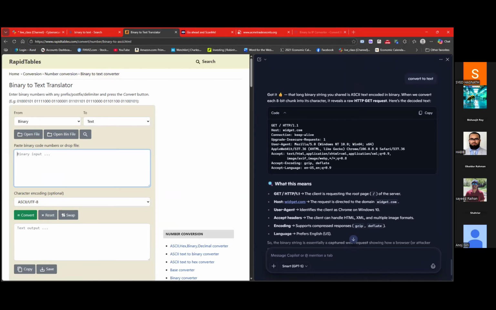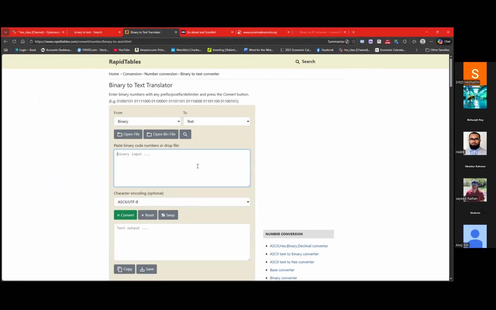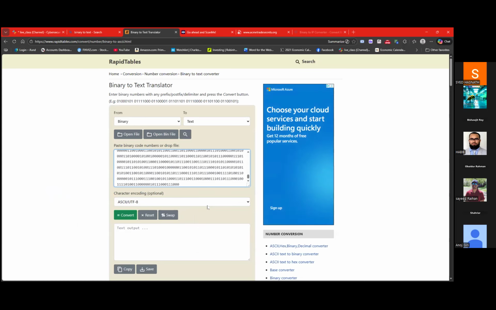Repeatables.com, yeah. So paste here and change ASCII UTF8 to ASCII.